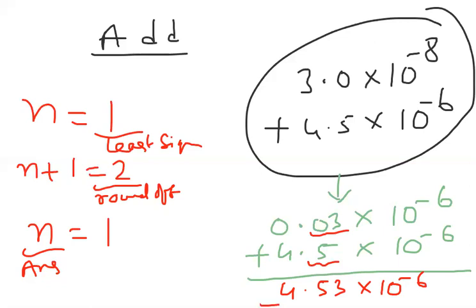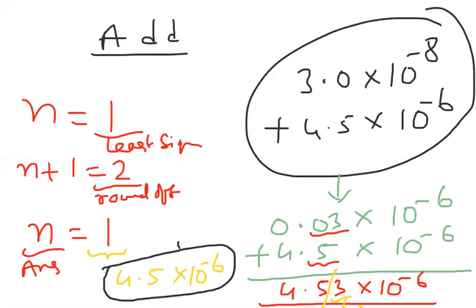But observe carefully here. The answer we got here is 4.53, but we required only one significant decimal. So to make it one significant decimal, I am drawing one line. This is 3, which means less than 5. Less than 5 means we simply leave the 3 and write 4.5 into 10 power minus 6. This is my answer.